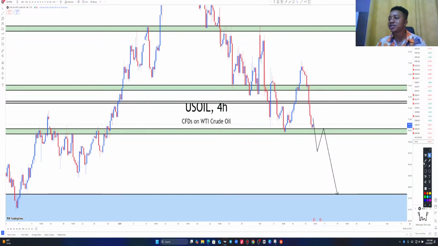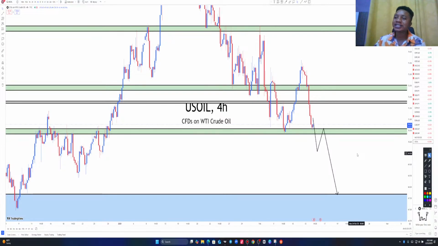So it's either a retest on the 4-hour resistance level for us to sell, or a break below the daily support level, a retest of the same level, and then we can also sell all the way to the downside. So US oil, this is our full and complete analysis. Let's go to the next pair.